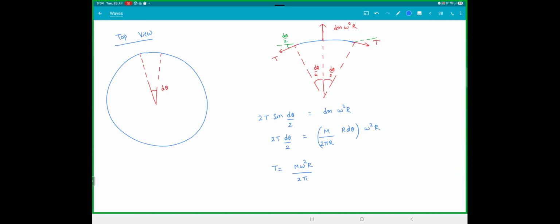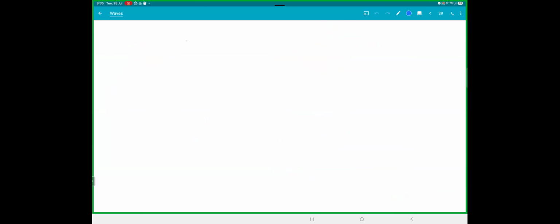Standard result. Once you got the tension, then we put it in the formula, wave speed, which is root over T by mu. So tension is m omega square r by 2 pi. Mu is nothing but total mass by circumference 2 pi r, which comes out to be r omega. So wave speed, we got r omega. But be careful, this is not the answer, because this is the wave speed with respect to the ring. So we got wave speed with respect to the rotating ring is r omega.